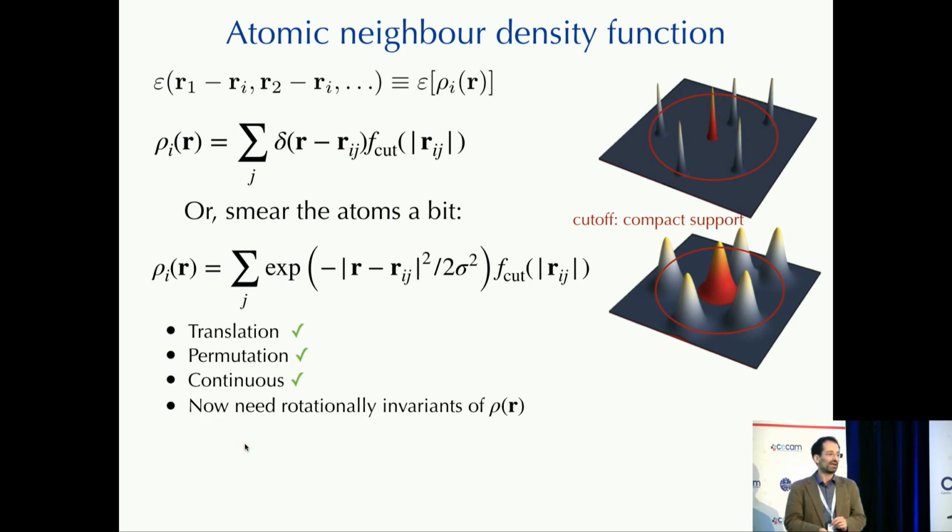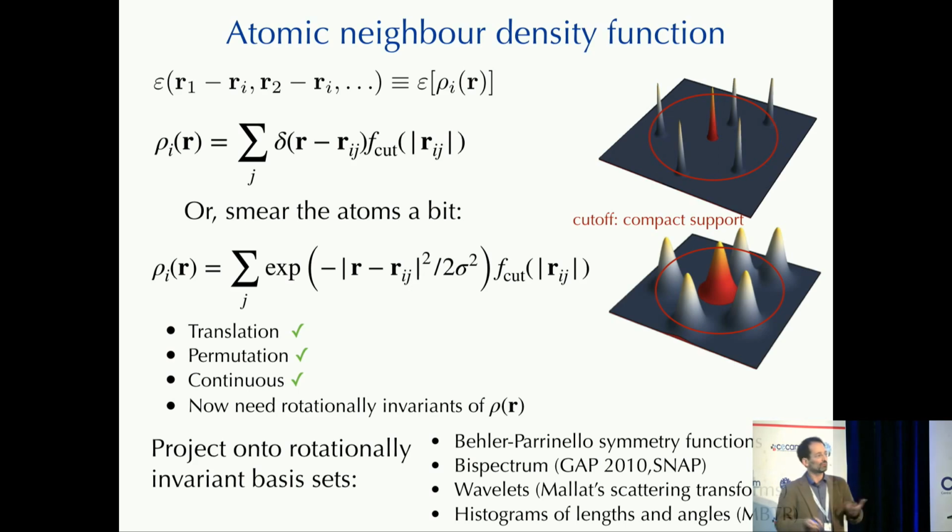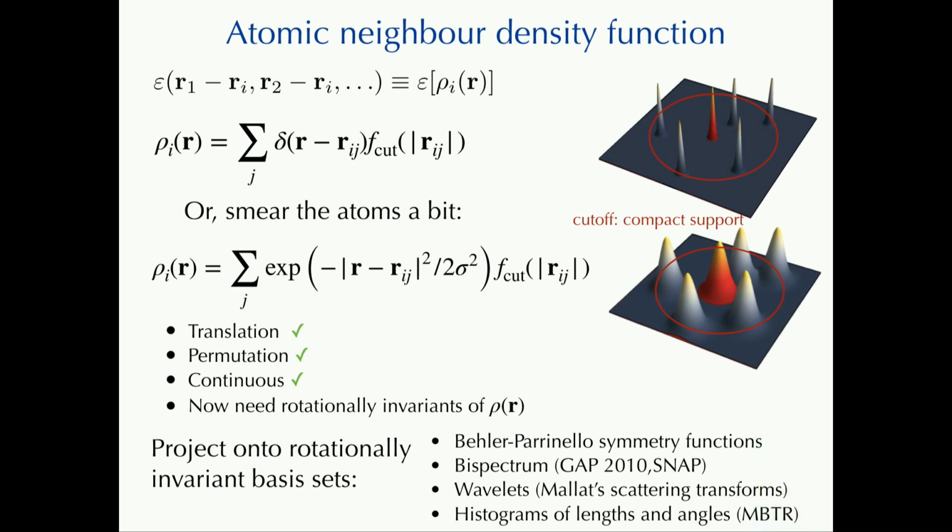But it's not rotationally invariant. If I rotate the laboratory frame, then all these points, all these delta functions or Gaussians, are going to rotate. So this rho itself is not rotationally invariant. So I need rotational invariance of rho, and it turns out that one can do that. We can project this rho onto rotationally invariant basis sets. This is a piece of understanding that came much later than 2007 or 2010. But it turns out that the Behler-Parrinello symmetry functions, as they called them, the way they described the atomic neighborhood, is a projection of this neighbor density onto certain rotationally invariant basis functions.